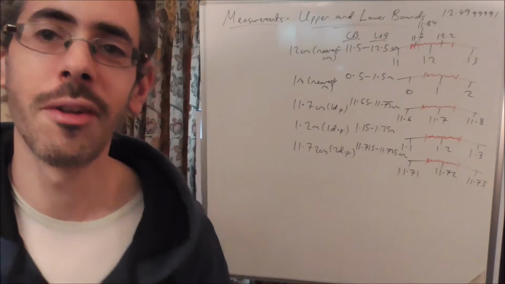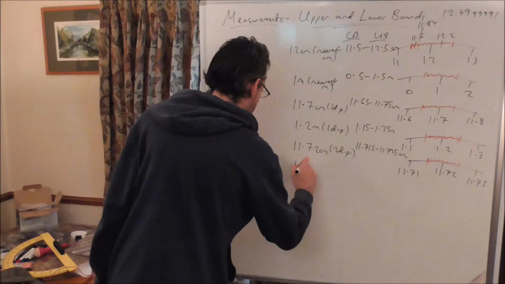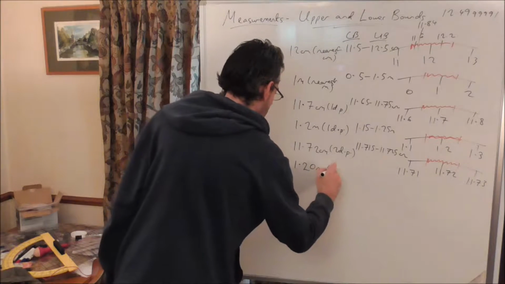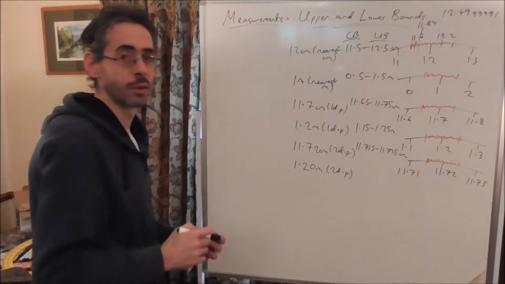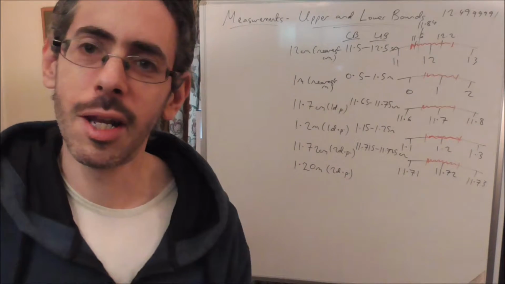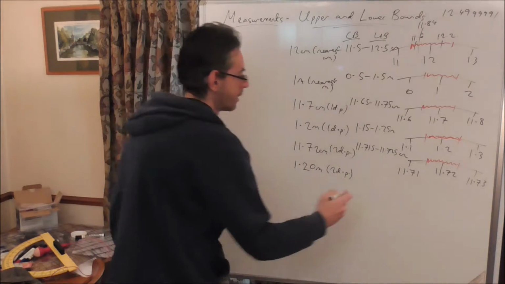Going back to the whiteboard, suppose I've measured that to 2 decimal places, and it turns out that it's 1.20 metres to 2 decimal places. What are the bounds now? You've got to be a bit careful when it ends in a 0, so just watch out for that.